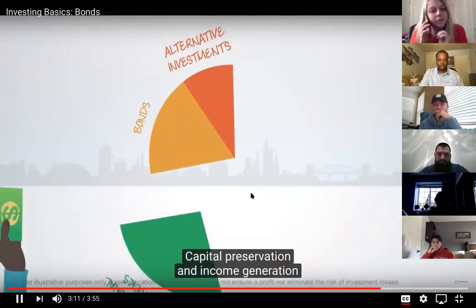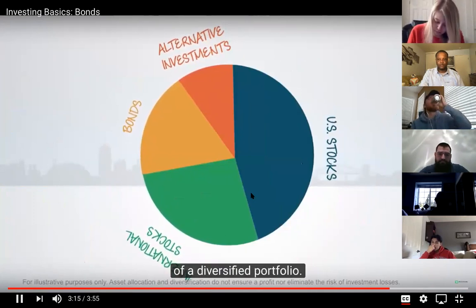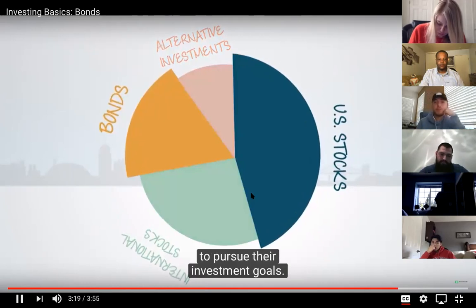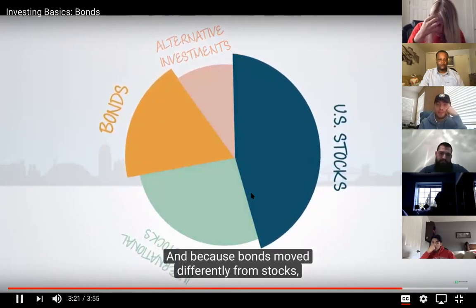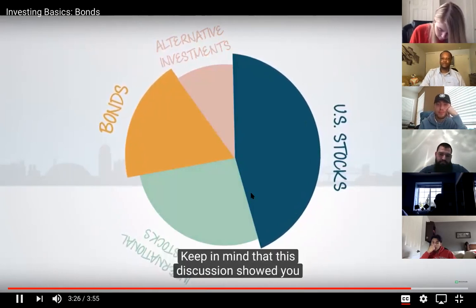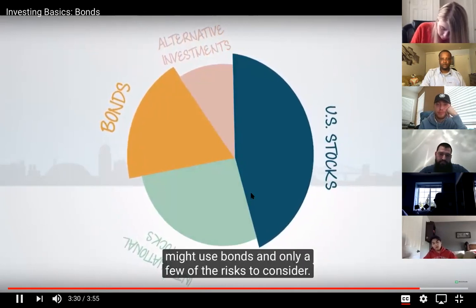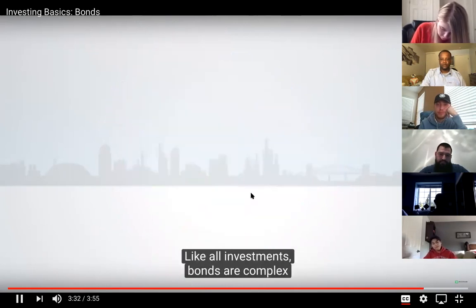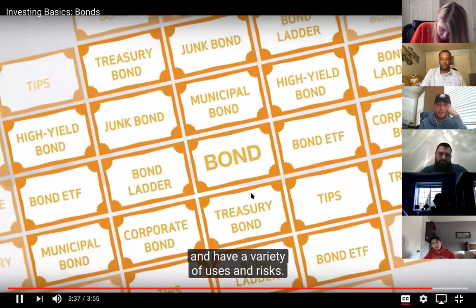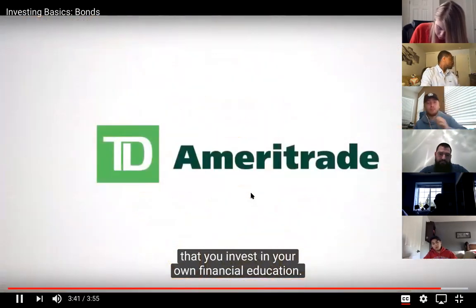Capital preservation and income generation are just two ways bonds might be part of a diversified portfolio. Many investors use a mix of stocks and bonds to pursue their investment goals. And because bonds move differently from stocks, they can help increase or protect portfolio returns. Keep in mind that this discussion showed you one simplified way that investors might use bonds, and only a few of the risks to consider. Like all investments, bonds are complex and have a variety of uses and risks. Before you invest in bonds, it's important that you invest in your own financial education.